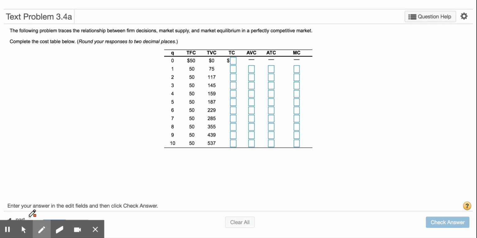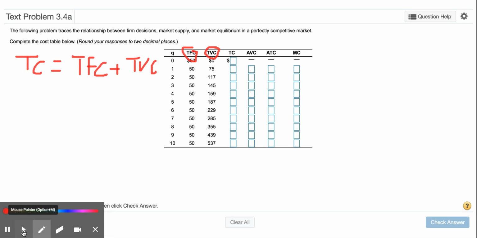So to calculate the total cost, we know that total cost is equal to total fixed cost plus total variable cost, and total variable cost is given. So basically, we need to add total fixed cost and total variable cost. So it will be 50 plus 0. That's 50.